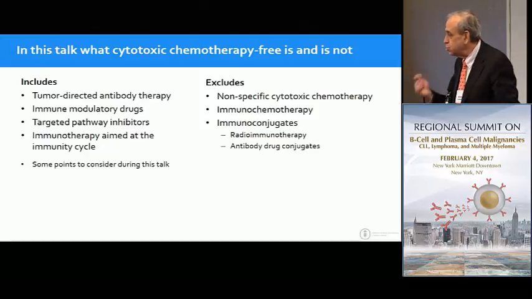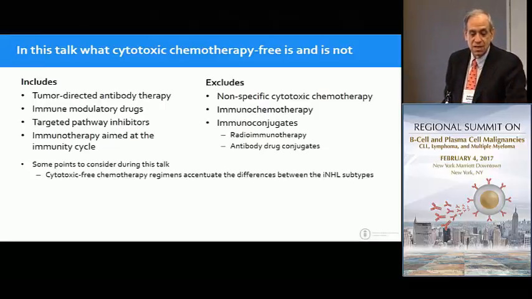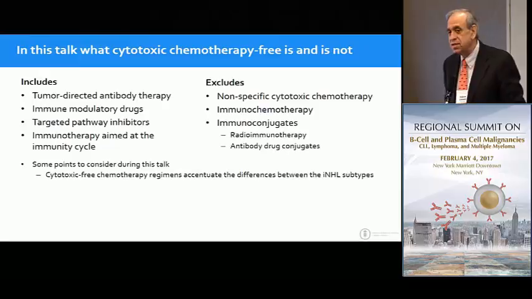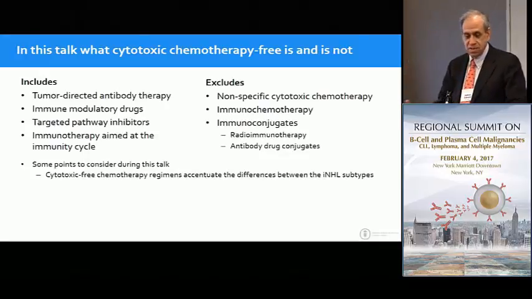So some things to remember here, and these are actually important. As we're going through the talk, keep these in mind. Cytotoxic-free regimens tend to accentuate the difference between the indolent NHLs. We're used to, you give R-CHOP, you give R-CVP, you give R-bendamustine. It doesn't matter if it's nodal marginal zone lymphoma or follicular lymphoma. Not so true with these molecules. Pay attention to that.